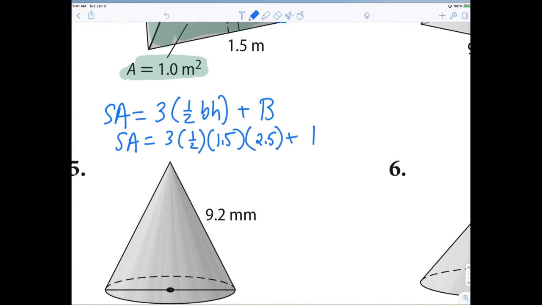All right, so now everybody type that in the calculator and somebody tell me what that is. 6.625 meters squared. Anybody else get that? Thomas, you good on this? Carly, you good? Joseph?